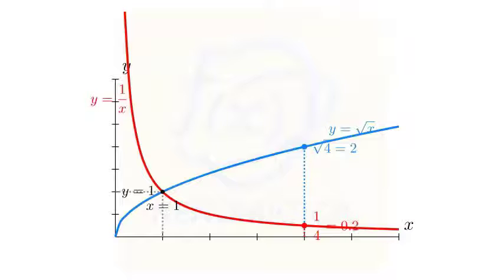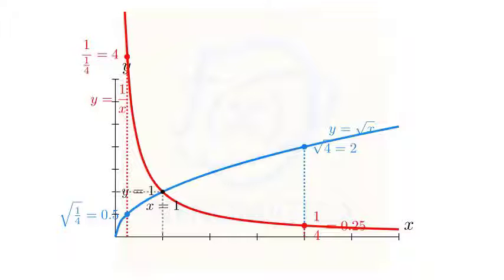For a point between 0 and 1, say x equals 1/4, the red value is 4 while the blue value is 0.5, so the inequality is false there. Therefore, the solution is x greater than 1. We'll mark it clearly on a number line. Final answer: x is greater than 1.